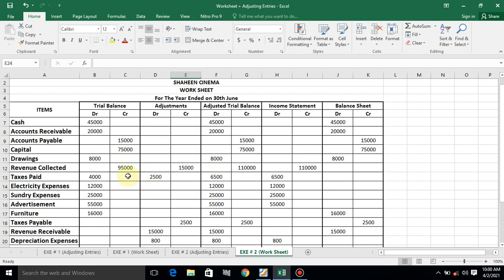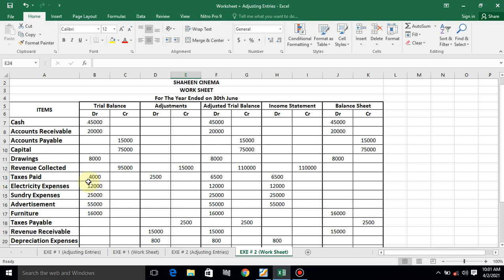Then we have revenue collected or revenue earned, which is 95,000 on the credit side in the trial balance and 15,000 on the credit side in the adjustments. So credit side and credit side, it means that you have to add up these two values. You will get 110,000, which is 1,10,000 rupees, but you will write it on the credit side, because this figure is on the credit side as well as in adjustments the figure is again on the credit side. So credit means you will mention it on the credit side.